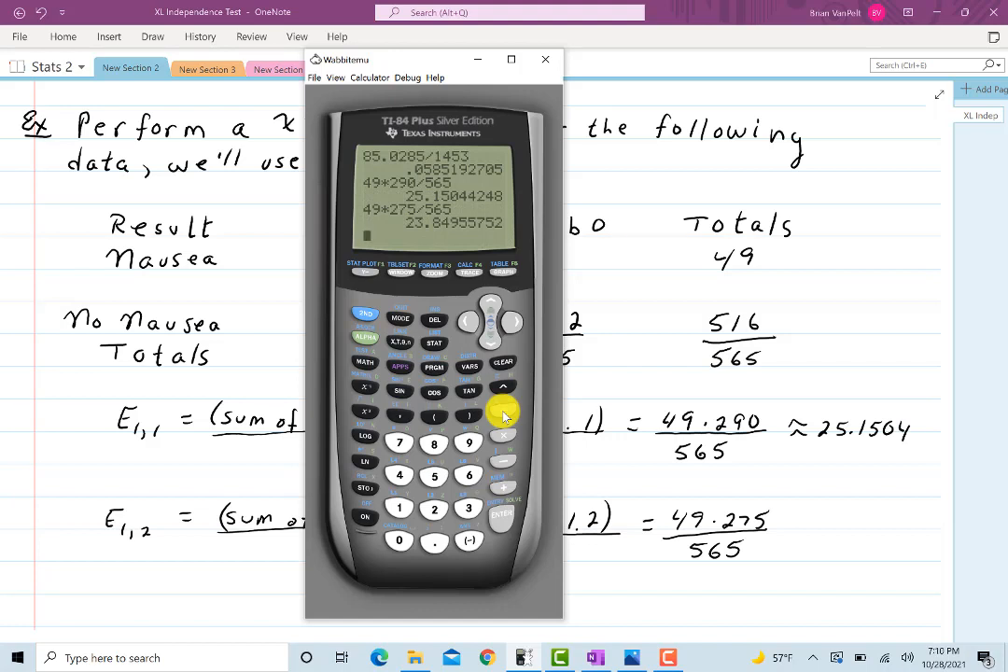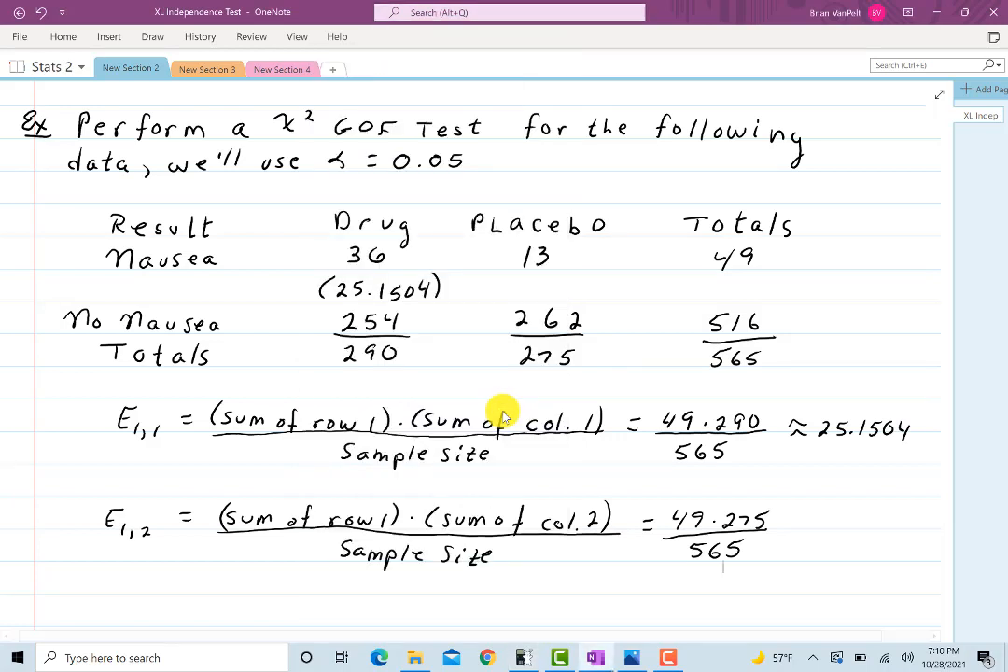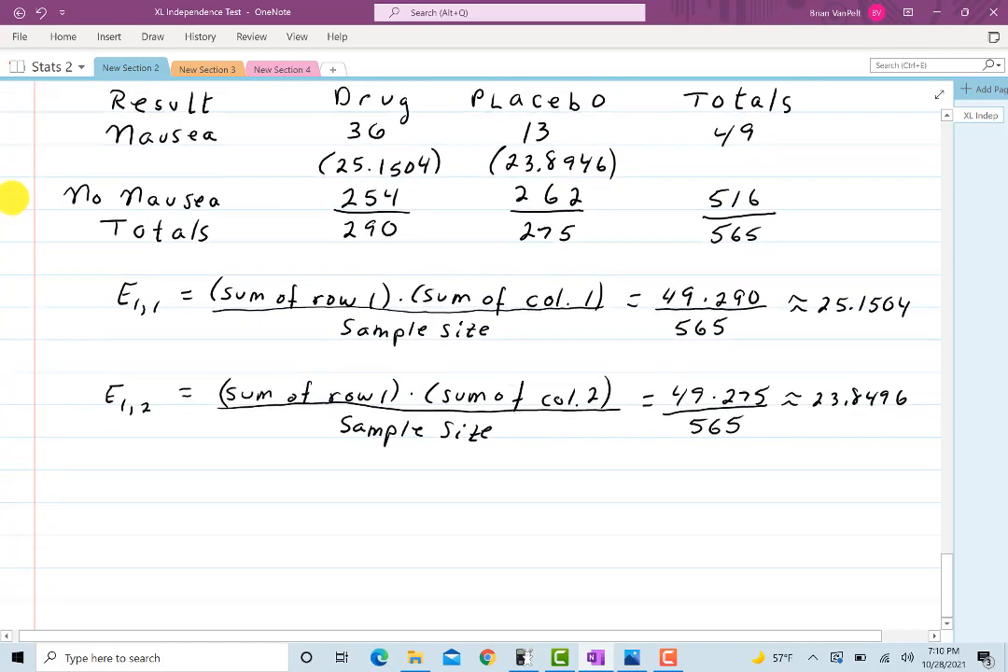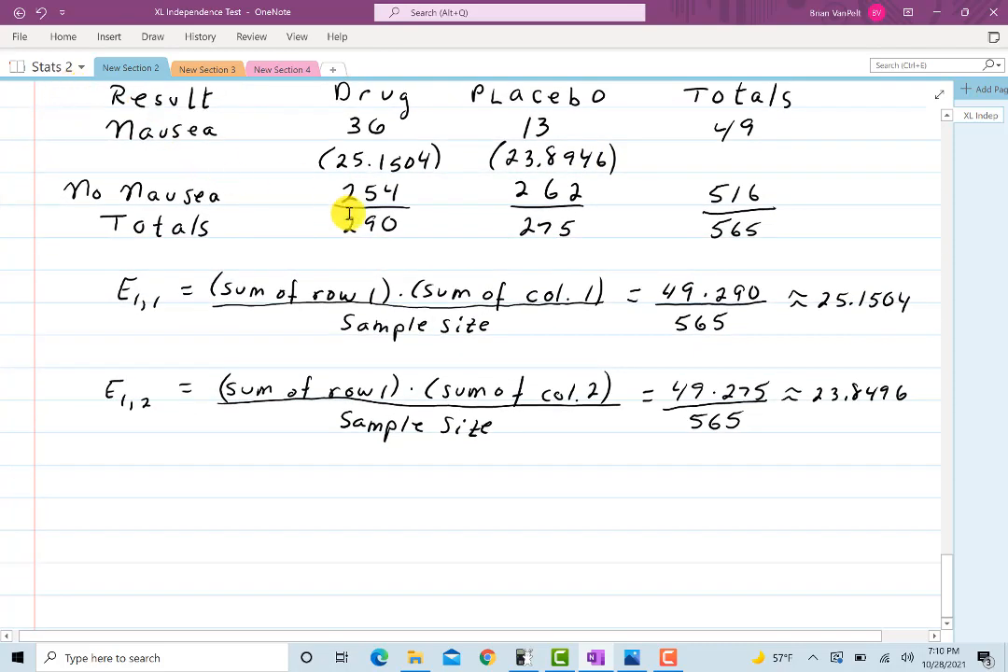To 4 decimal places, I've got 23.8496. So let me put it into this spot as well. 23.8946. And then I'll move on to the second row.